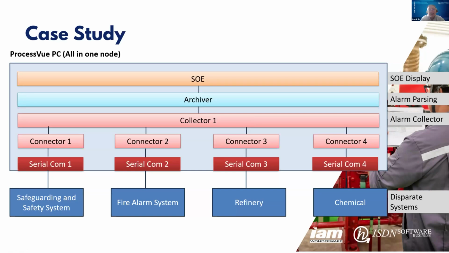So how this archiver works is that after collecting all the different disparate alarms, you then have this alarm parsing to actually standardize how you want to see your alarms. Say, for example, I want to have this priority. In the safeguarding and safety system, for the highest priority, they use 1. But for the fire alarm system, they use high as 0. And then the refinery says the highest priority, they just write high, for example.